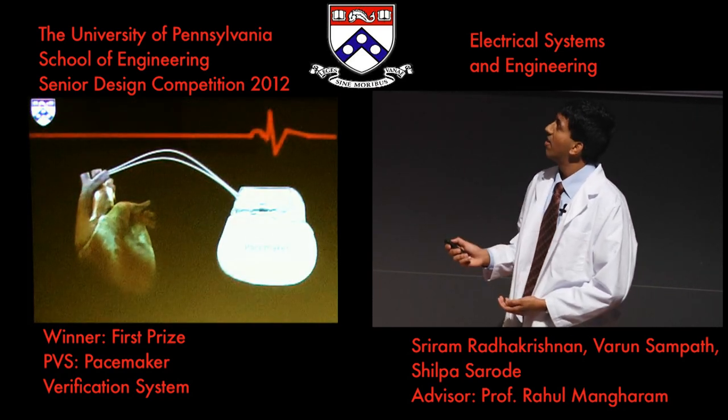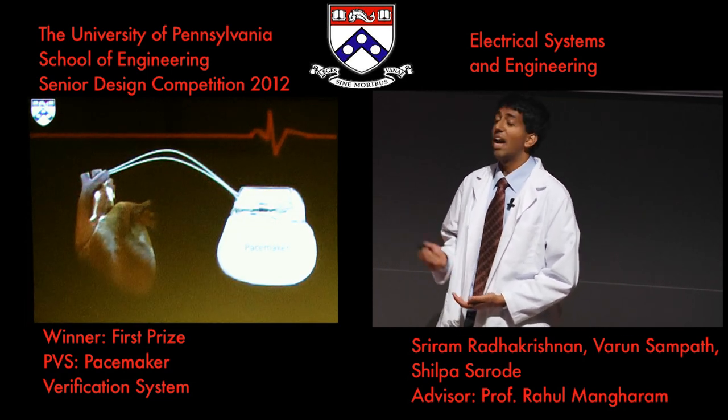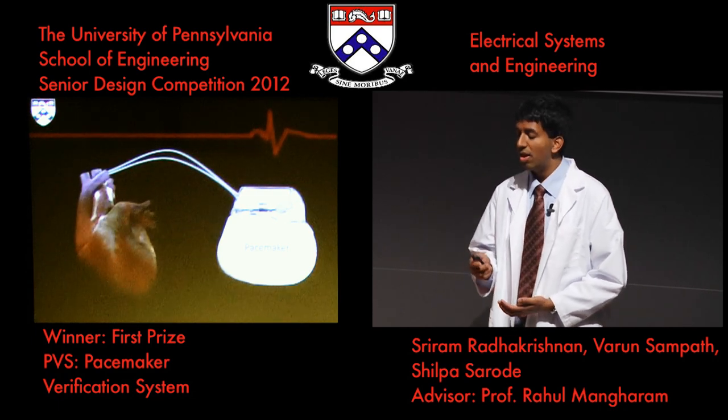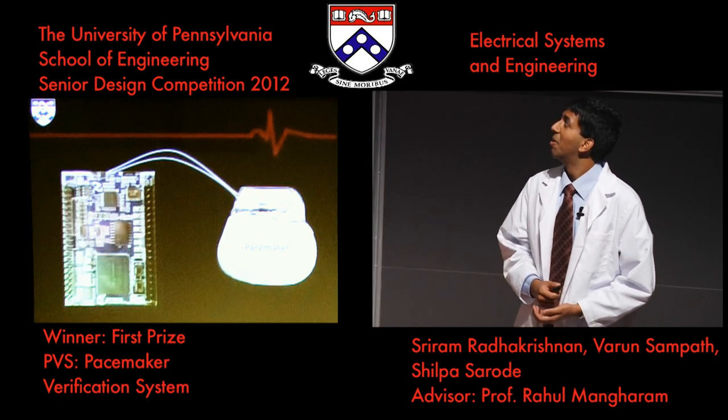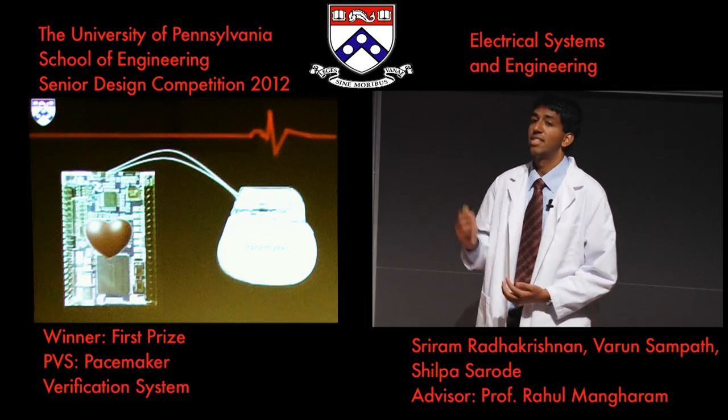So here we have the heart and the pacemaker connected just as they would be in a human body. Now this would be the ideal test scenario, but of course we can't test pacemakers on an actual human heart. So instead, we will use a heart on a chip, which can mimic the heart, and thus we can use it to test the entire pacemaker system.